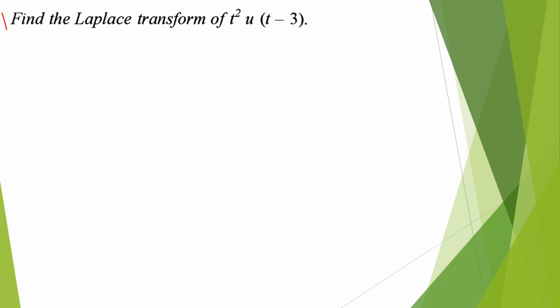Now consider the example. Find the Laplace transformation of t square u(t minus 3). So for t square u of (t minus 3), we know that this u(t minus 3) is a unit step function. For this t square we try to convert it into the form of t minus 3, so that we will get the term similar to (t minus 3) into u of (t minus 3), so that we will easily find out the Laplace transform.